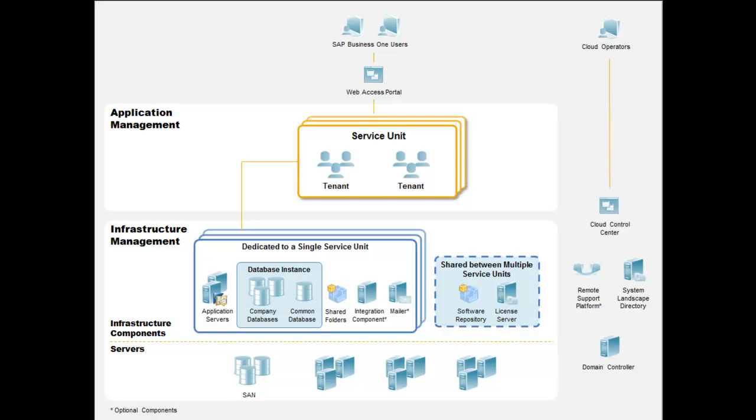You can mix and match all of those different service units together. So the service unit is the basic, if you like, packaging of all of the Business One application code based on a specific version. Hopefully that's clear. Then that service unit connects to the infrastructure, and you split your infrastructure and you point a service unit to a specific database instance.